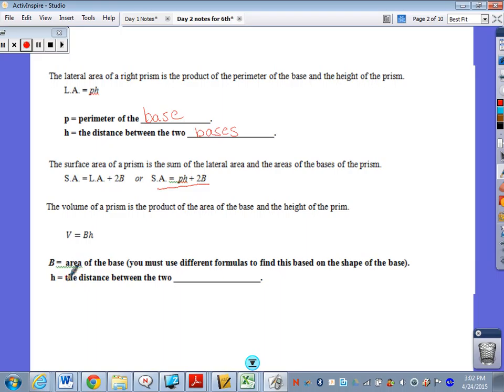Now, here's the key thing. Big B is the area of the base. So if the base is a rectangle, you use the area for a rectangle, which is length times width. If the base is a triangle, you use the area of a triangle, which is 1/2 base times height. So you're going to use different formulas to find the area of the base, based on the shape of the base. And again, H is the distance between the two bases.